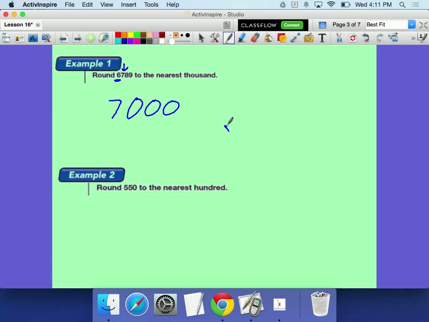If you look at example 2, it says round 550 to the nearest 100. So I underline my 100 spot, because that's where I'm rounding to, and I look at that next number. Once again, if it was 4 or less, I'd leave that at 5, but in this case, it's 5, which is 5 or more. I'm going to round that 5 up to a 6, so make it go up one more number. I'm going to put zeros in for the other 2 place values that I have. So my answer would be 600.